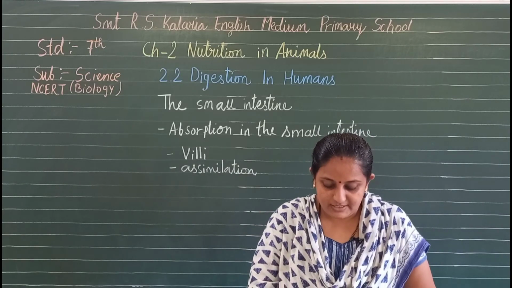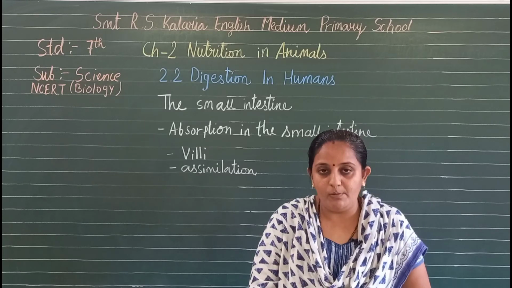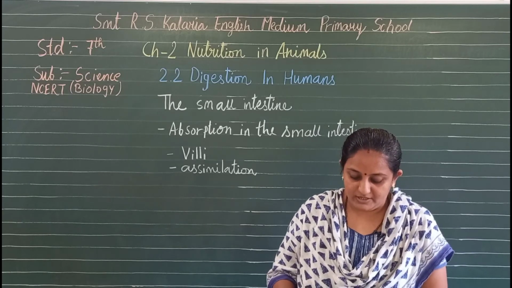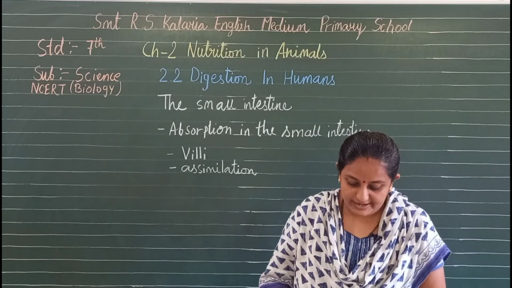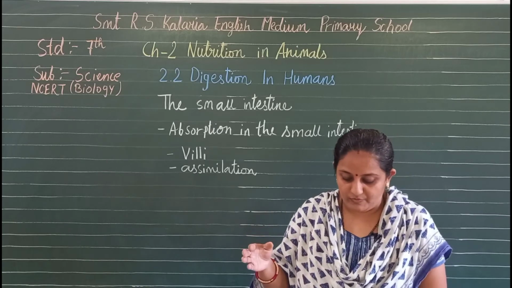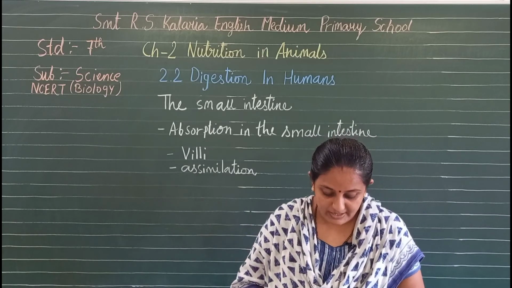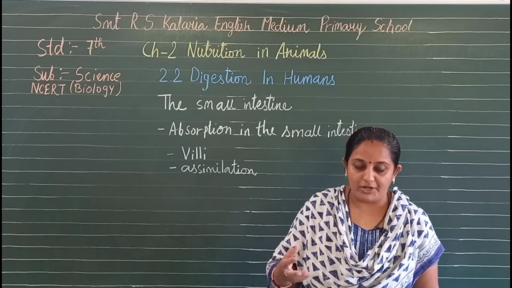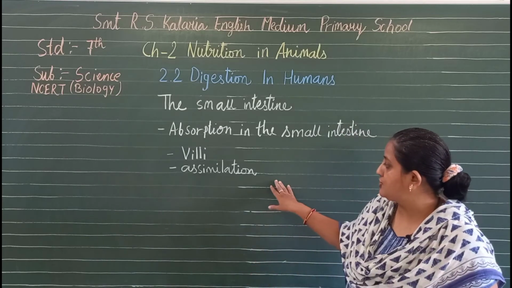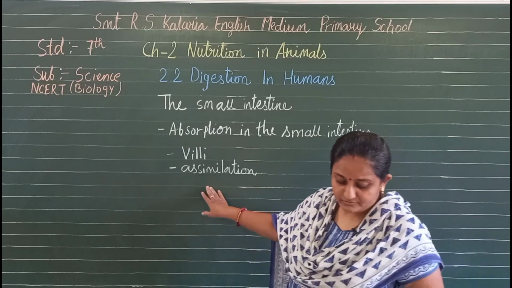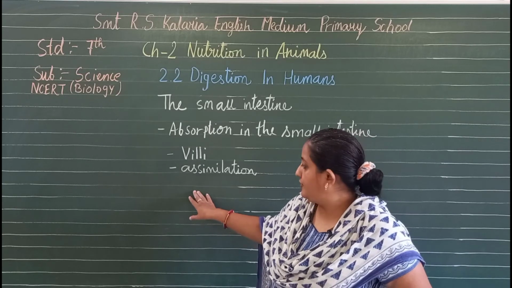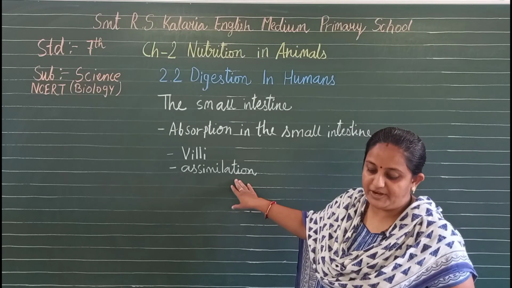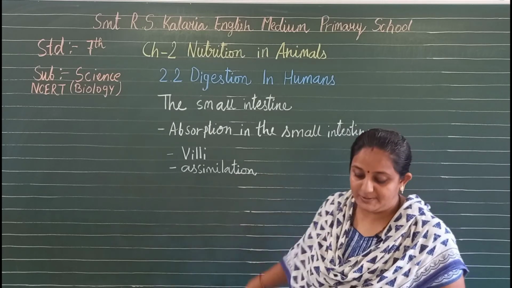Each villus has a network of thin and small blood vessels close to its surface. So the surface of the villi absorbs digested food material, and these absorbed substances are transported via blood vessels to the different organs of the body, where they are used to build up complex substances such as the proteins required by the body. This process is known as assimilation. For example, proteins are needed to build up the body.